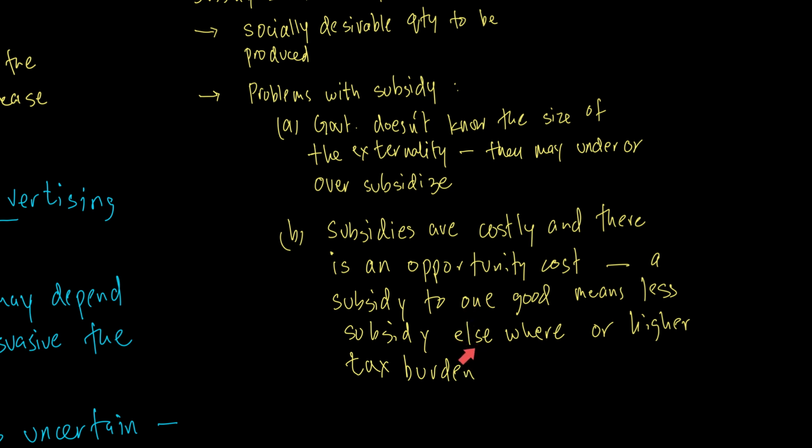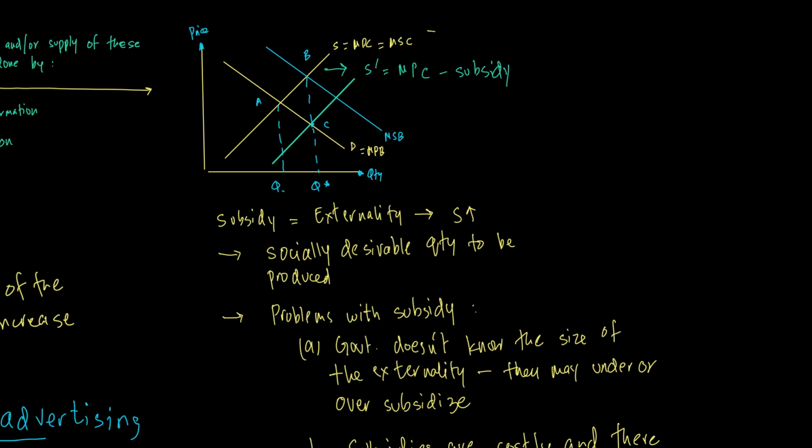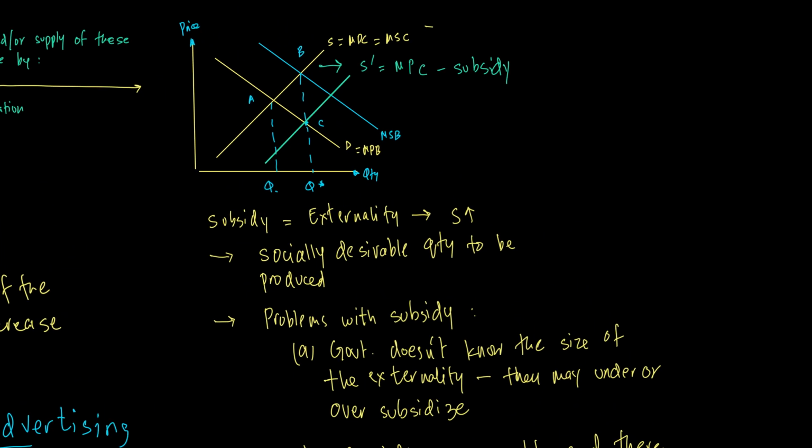Also, if you do not cut down on subsidies in other sectors, you may need to then increase your tax revenue, so there will be a higher tax burden. So two to three evaluation points could be given. You can say subsidies also have an advantage that subsidy sort of uses market forces of demand and supply. So that's one advantage of it.